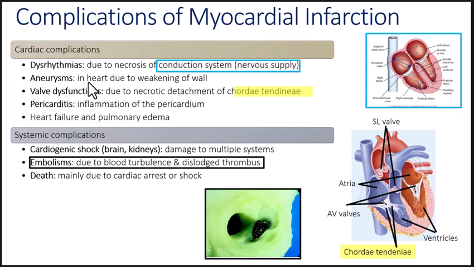Aneurysms can form within the heart, so the heart wall itself can expand. Valves might not function properly, especially if there was any necrotic damage to the valves as a result of the heart attack. And you might remember the chordae tendineae here that's attaching those valves to the heart.